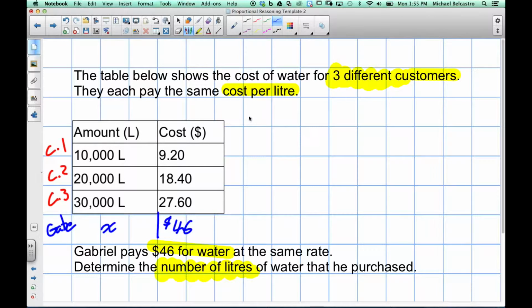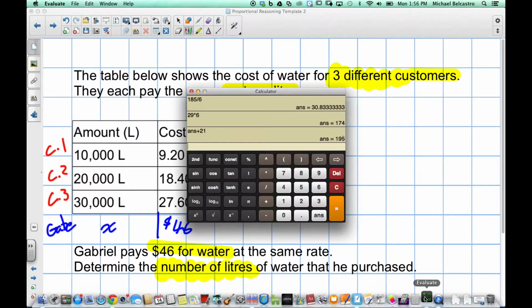Now we're going to set up 2 equivalent ratios, okay? And there's a couple ways we could set up these equivalent ratios. Because Gabriel pays the same rate as the 3 customers and they all pay the exact same rate as each other, I can choose any of the 3 customers to set my equivalent ratio up with. It might be a good idea to check that the rate is the same. Okay, so we can quickly bring up a calculator just to ensure.